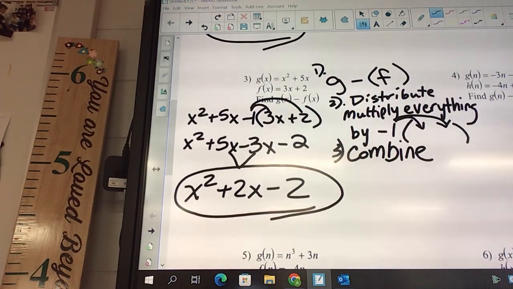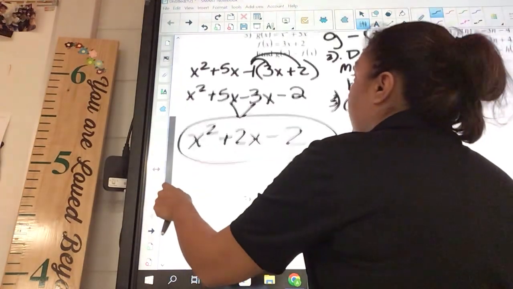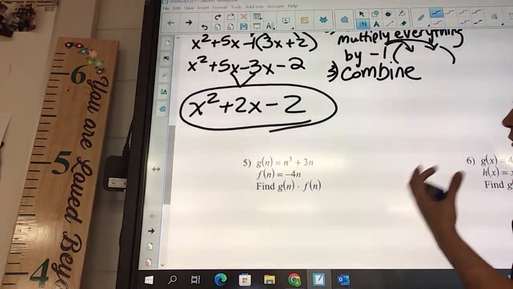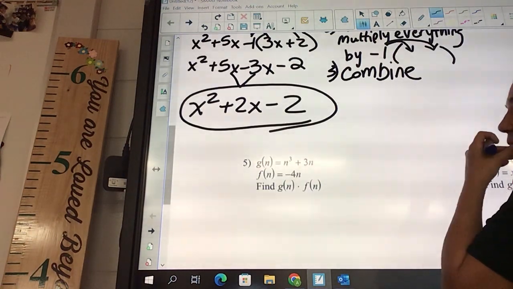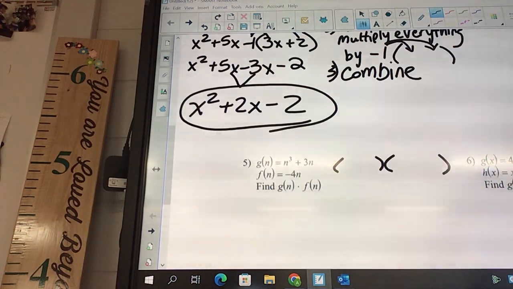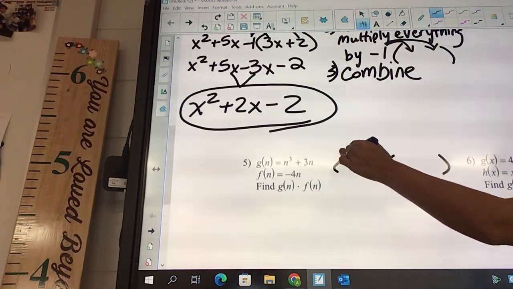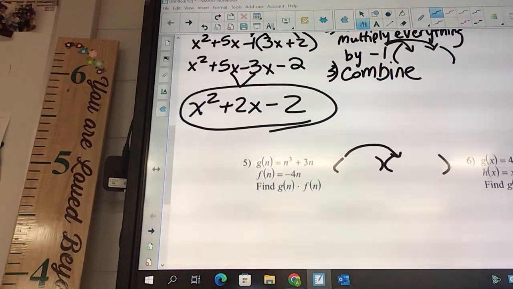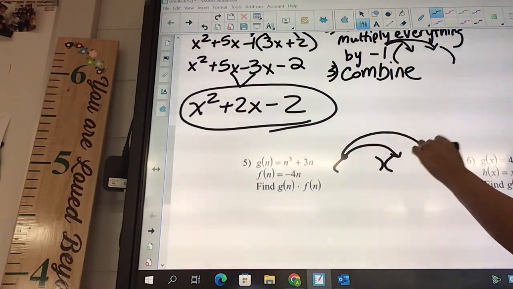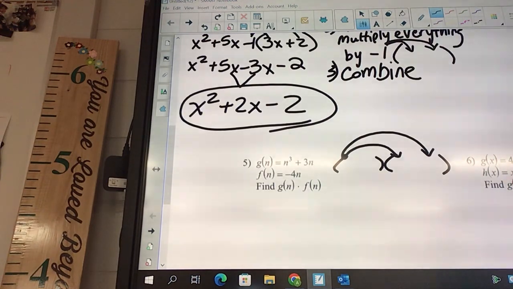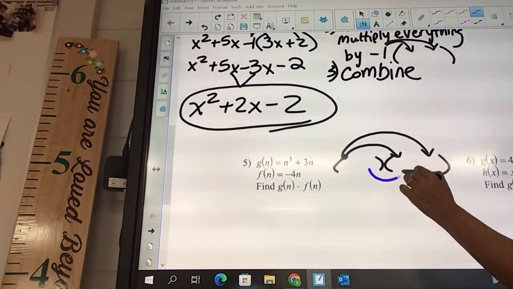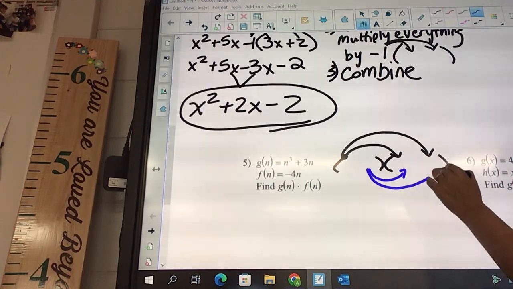Okay, the next section on here is the multiplication one, okay? So that one is going to look like, and you might just have to draw yourself a very detailed, good graph. You're going to draw your two parentheses. You're going to take this first piece and multiply it by that first piece. Okay, and then you're going to take this first piece and multiply it by the second piece. Okay, and then you have to take the second piece of the first one and multiply it by the first one, and then the second piece and multiply it by the second one.